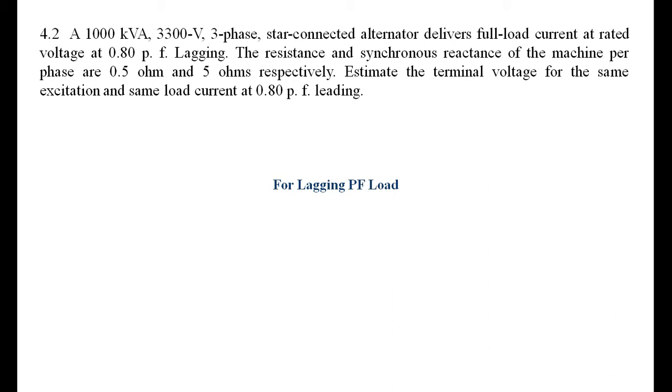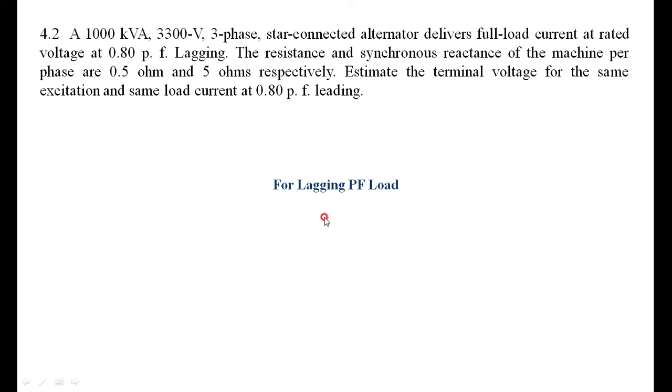Means what you have to do is you have to find out what is the excitation voltage first at 0.8 power factor lag. That internal voltage, or you can call the no load voltage, is kept constant, so that excitation is constant. In that case, you have to go by reverse engineering, that you have to find out from E, you have to find out V for 0.8 power factor leading. First I will take it up for the lagging power factor.